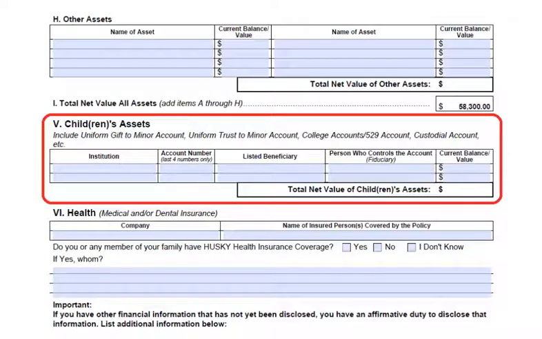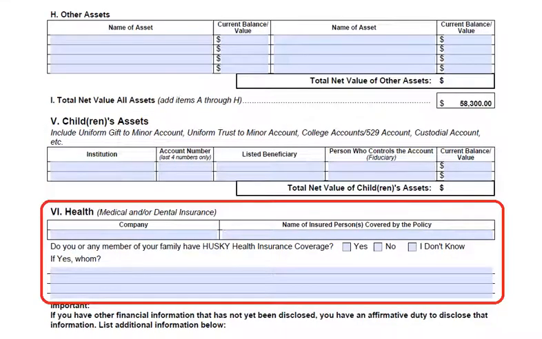In the column labeled Listed Beneficiary, list the individual who is to benefit from the account. In the column labeled Person Who Controls the Account, enter the name of the person who controls the account on behalf of the child or children. In the last column, labeled Current Balance Value, enter the current cash value of the account. Do the same in the provided lines for other assets of your child or children. In the line labeled Total Net Value of Children's Asset, enter the total amount for all of the current balance value added together, or allow the automated form to do it for you.